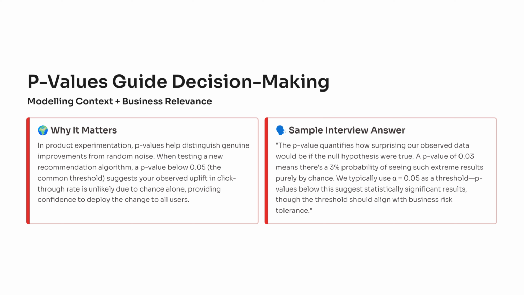Let's take a real example. You're testing a new recommendation algorithm. The new version shows higher engagement, and your p-value comes out to 0.3. That means there's only a 3% chance you'd see this kind of improvement by accident. That's why we often use 0.5 as a benchmark. If your p-value is below that, your result is considered statistically significant. In other words, you can be fairly confident the change is real.